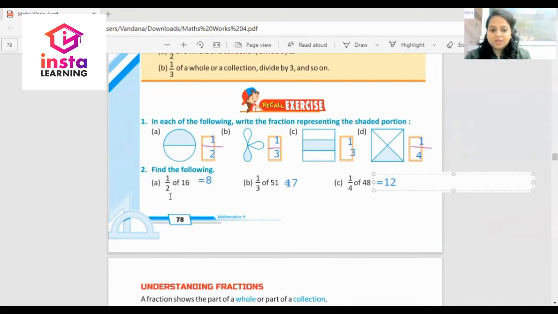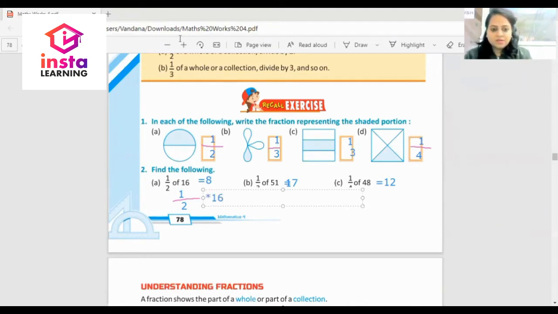Now find the following. 1/2 of 16. You know, students, what is the meaning of 'of'? 'Of' means multiply. So just write in your notebook 1/2, 1 and here you have to write 2, then after, put the sign of divide, like this. So 1 is your numerator and 2 is your denominator. Now put the sign of multiplication, because 'of' means multiplication. And now write here 16.